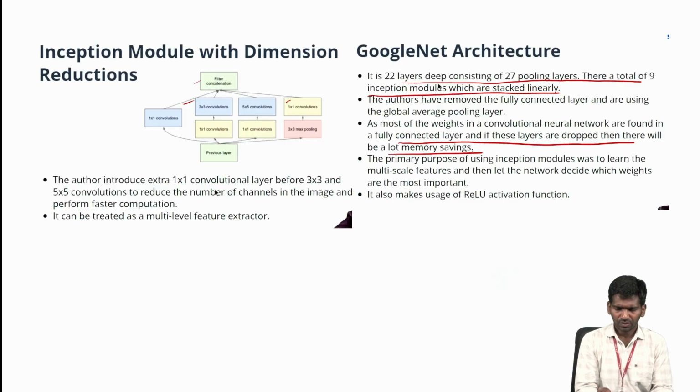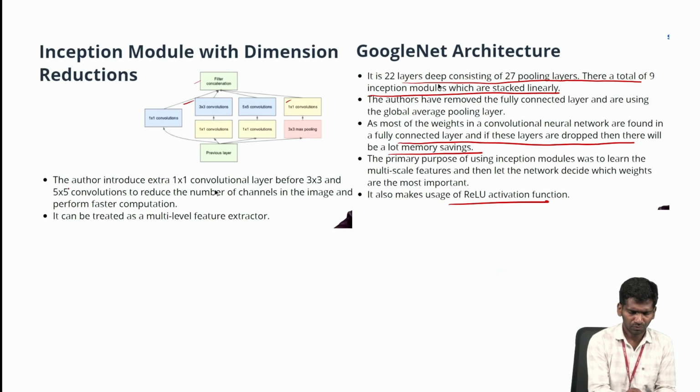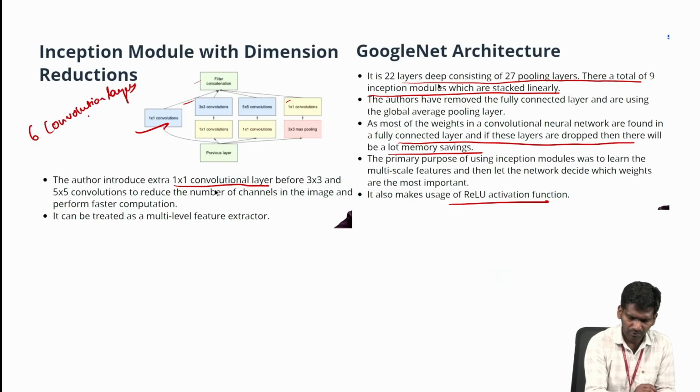So it also uses the ReLU activation function. When compared to AlexNet, sorry, Inception Net, here in GoogLeNet we use the ReLU activation function. If you want me to talk about this architecture, we have a 1x1 convolution layer. So in total how many convolutions do we have? 1, 2, 3, 4, 5, 6. So 6 convolution layers, and one pooling layer.